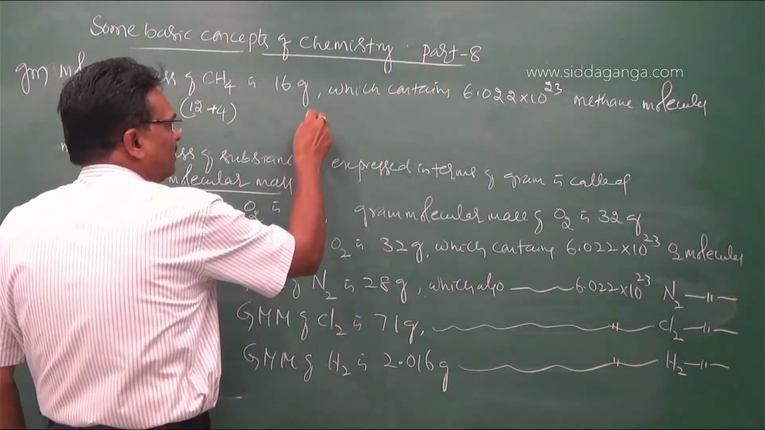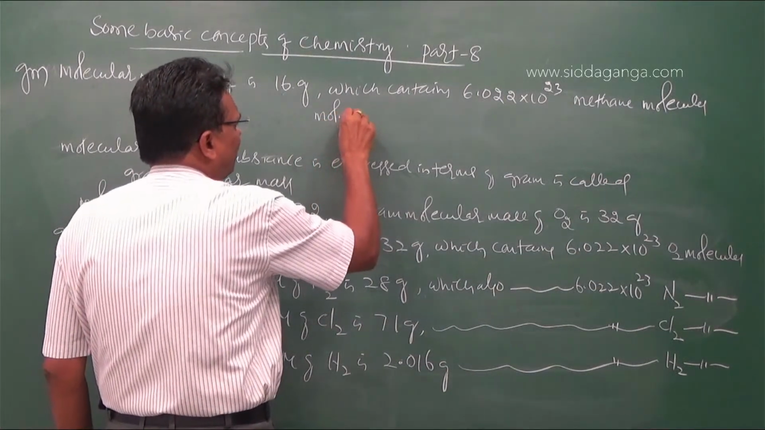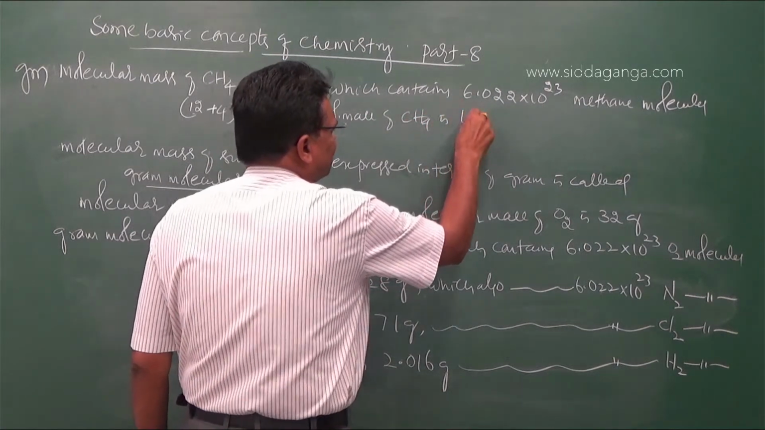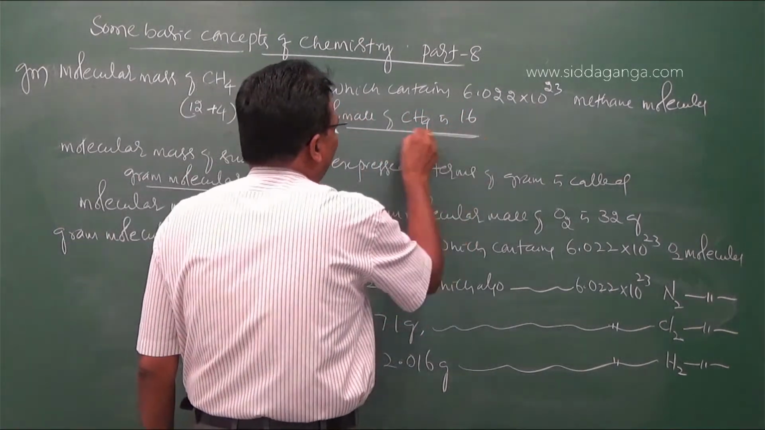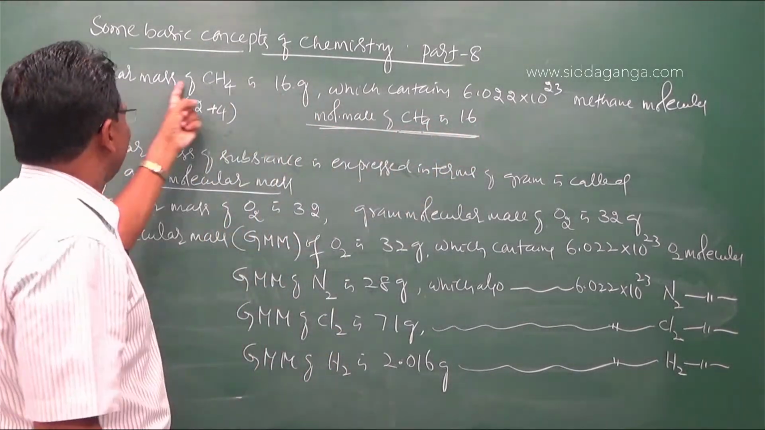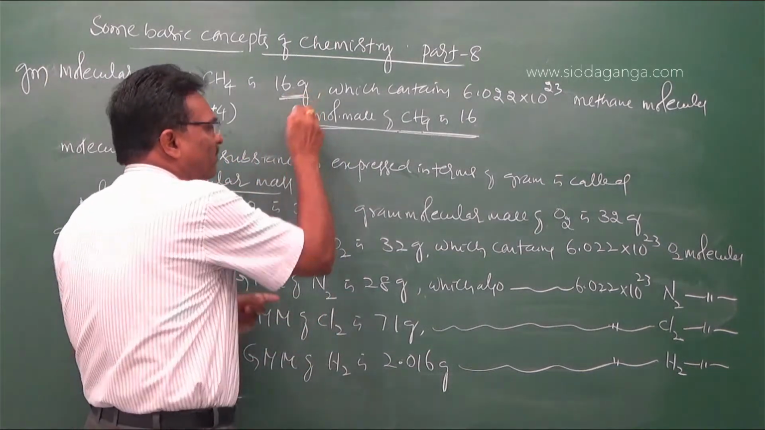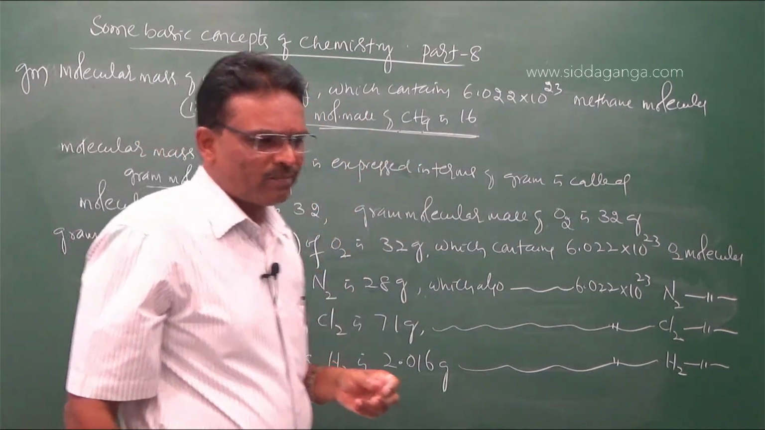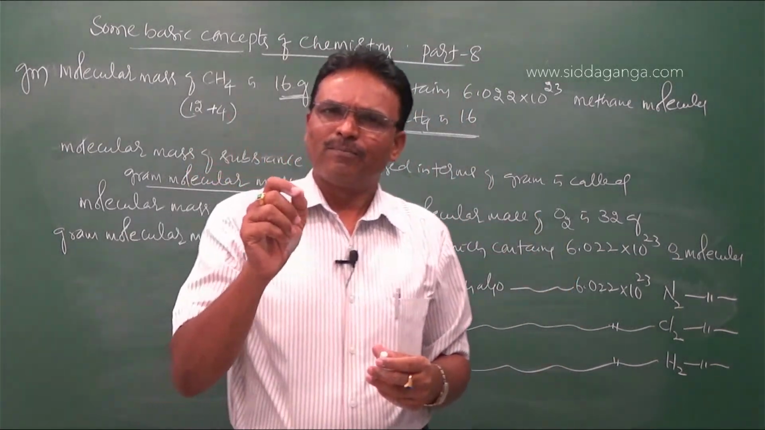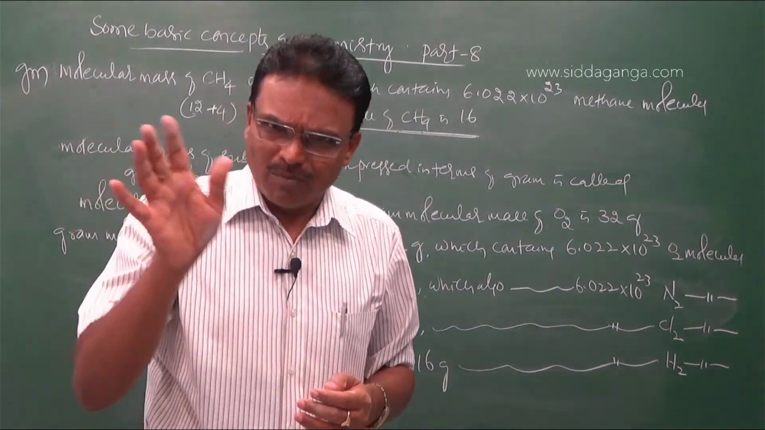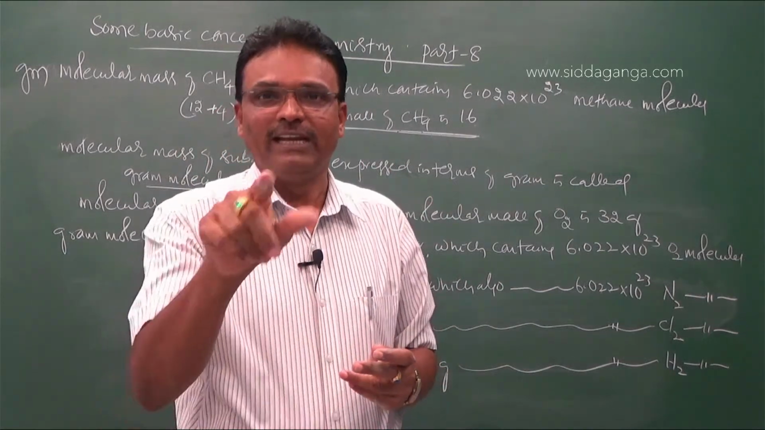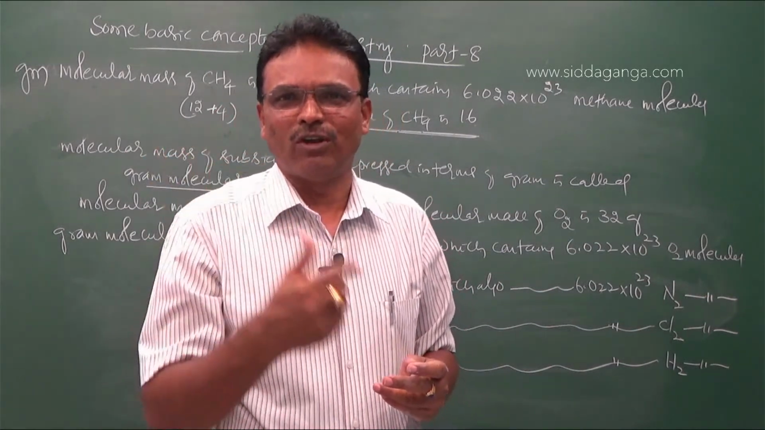ನೋಡಿಲ್ಲಿ, ಸೊ ಮಾಲಿಕ್ಯುಲರ್ ಮಾಸ್ ಆಫ್ ಮೀಥೇನ್ ಈಸ್ 16. ನೋಡಿಲ್ಲಿ, ಮಾಲಿಕ್ಯುಲರ್ ಮಾಸ್ ಆಫ್ ಮೀಥೇನ್ ಈಸ್ 16. Gram molecular mass of methane is 16 gram. What is the difference between these two? If atomic mass or molecular mass can be expressed in terms of gram, then only it is called gram atomic mass or gram molecular mass.